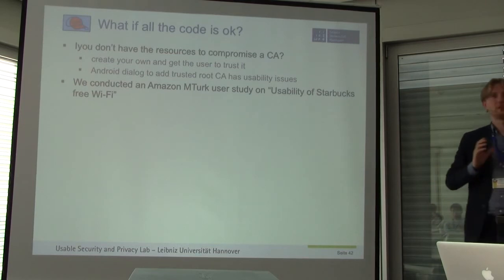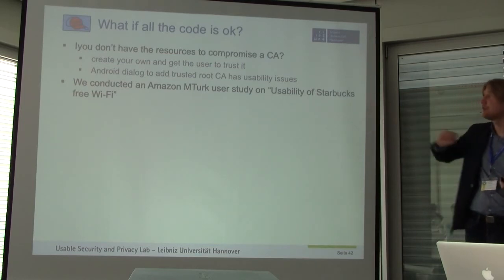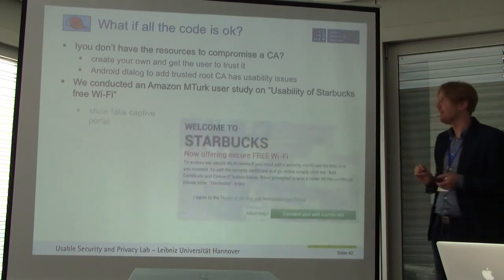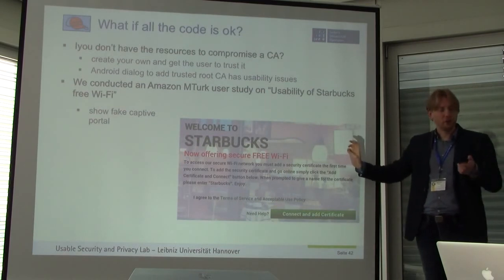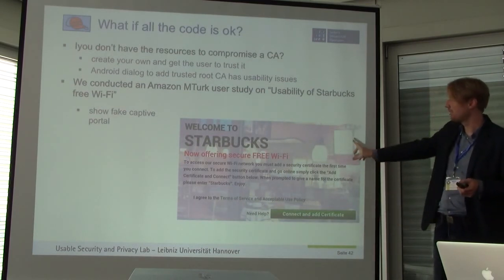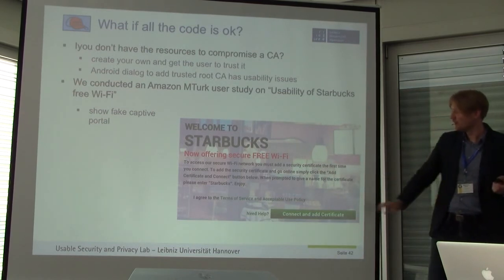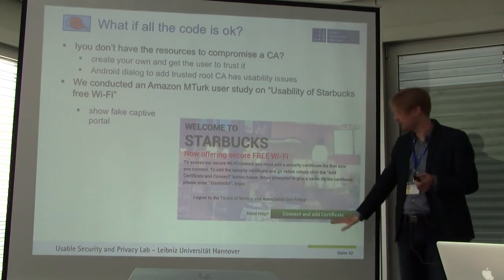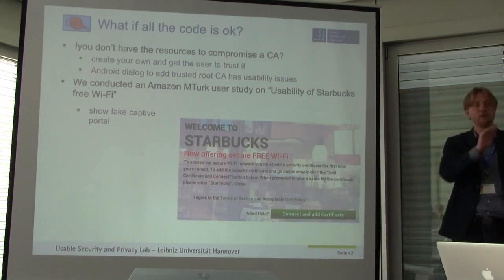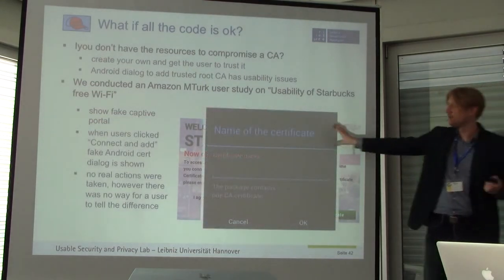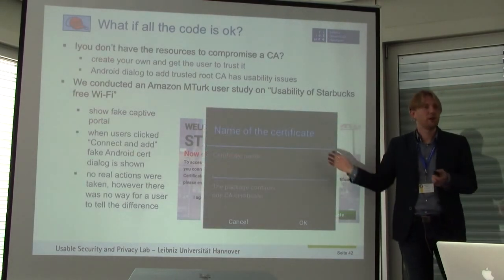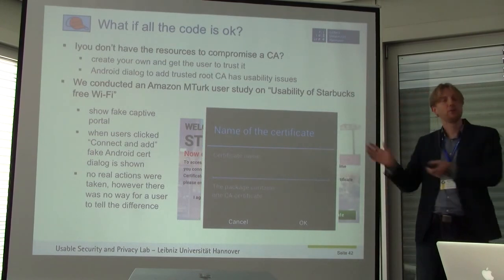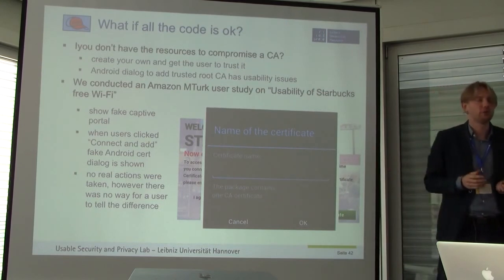And we decided to conduct a little study to see how easy it actually is. So we did an Amazon MTurk study, which we dubbed the usability of Starbucks free Wi-Fi. And we showed them they could only do it via their Android mobile device. And they showed them this, and they said, if you want to connect to the internet, we're giving you a new secure Wi-Fi. You get a certificate, and that'll make you really safe. And you click the connect and add certificate, and then you're good to go. And we then showed them the certificate dialog. They would have to name that, and then what they would then in actual fact do, if this was a real attack, they would have installed a new trusted root authority.